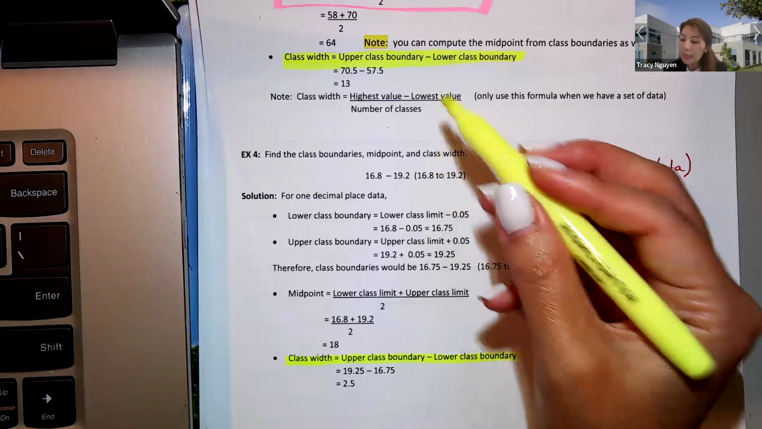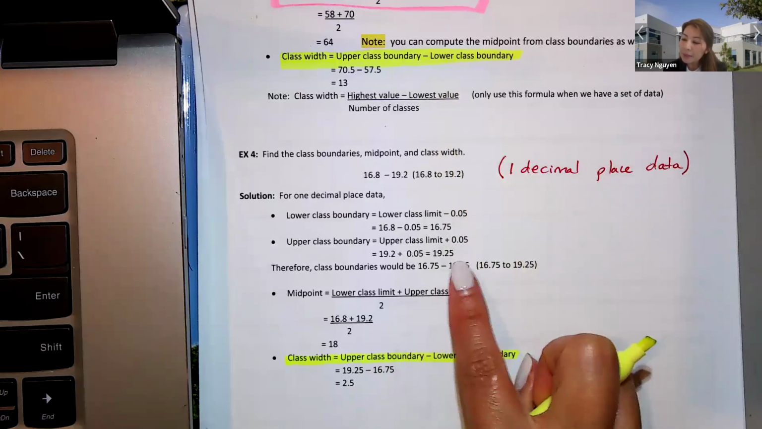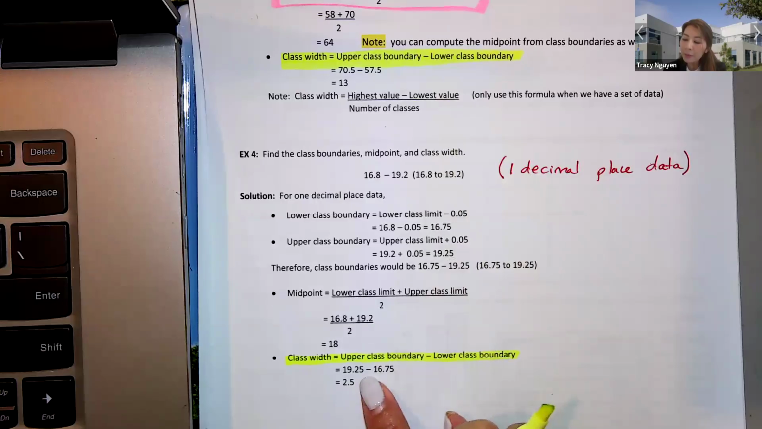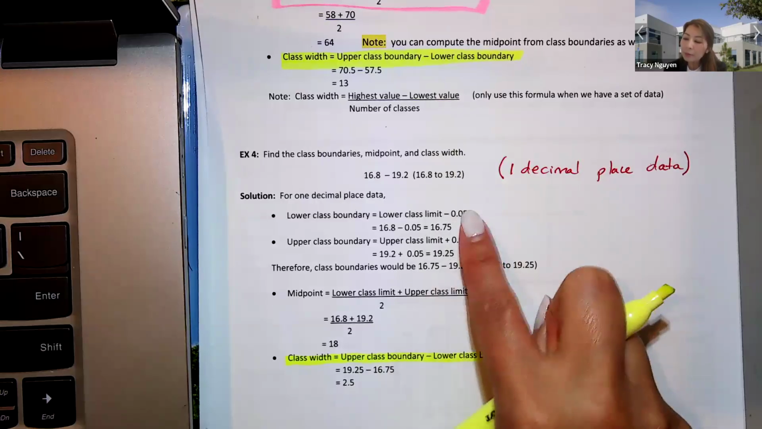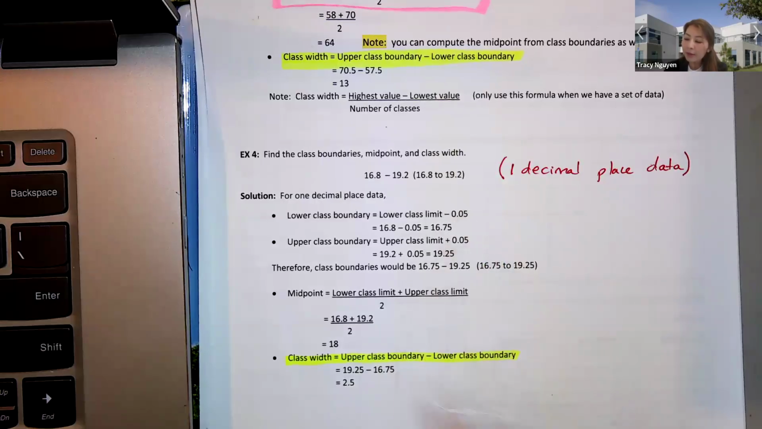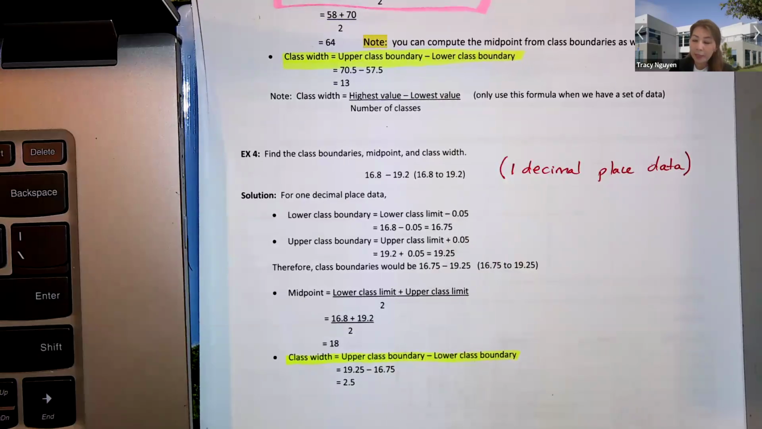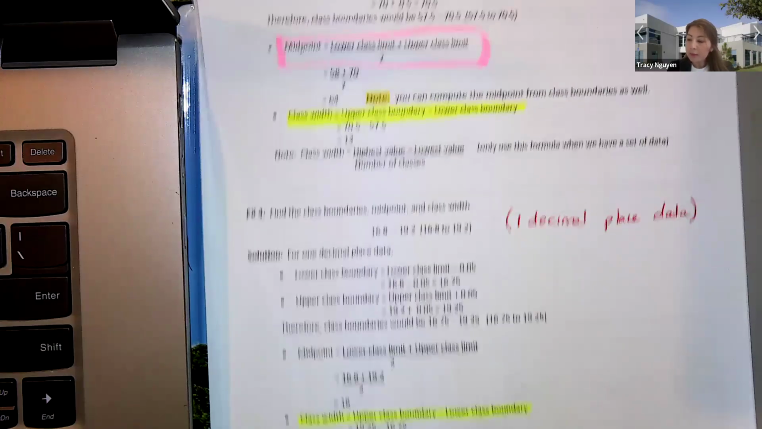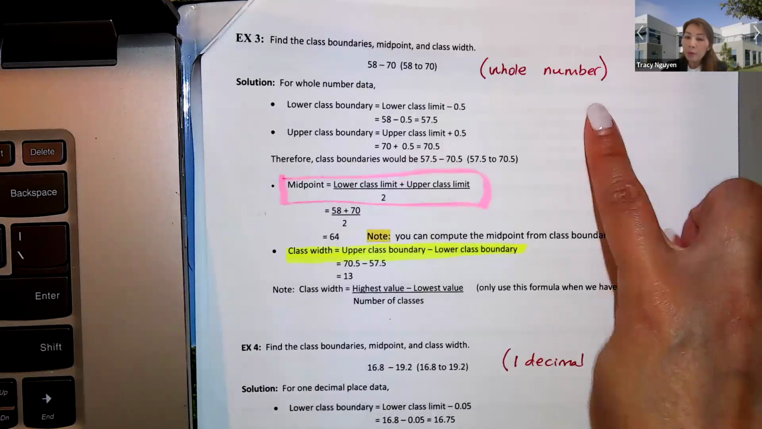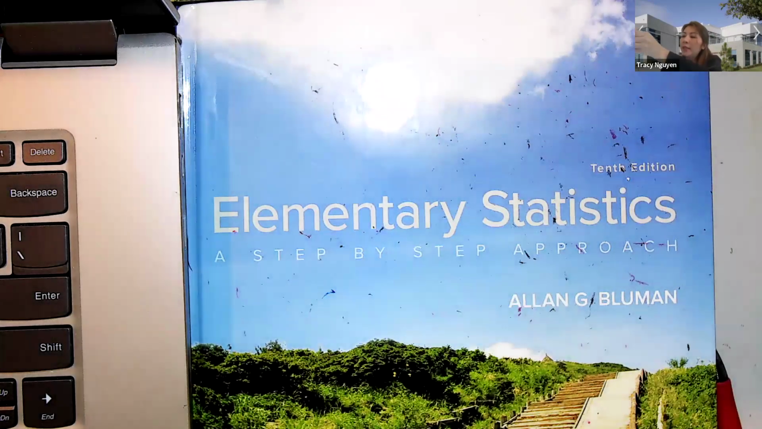So here we see that the upper class boundary we just computed, we ended up with 19.25. Our lower class boundary is 16.75. When we take the difference, we will get 2.5. Okay. All right, so this is an example of whole number data. This is an example of one decimal place data.